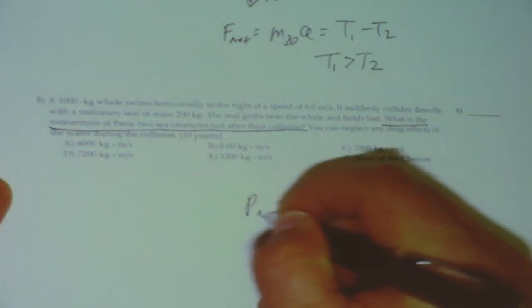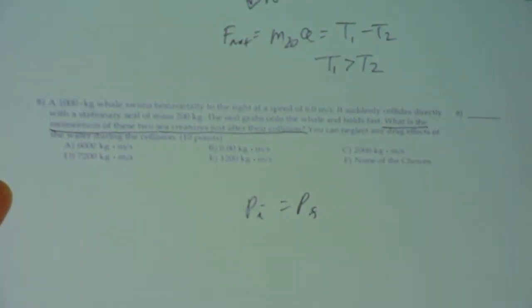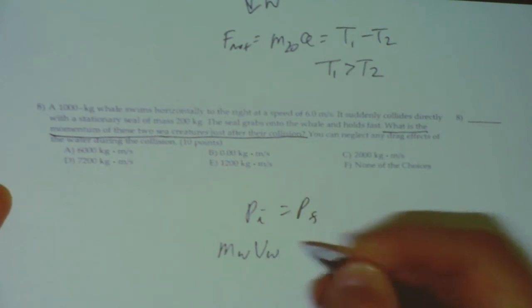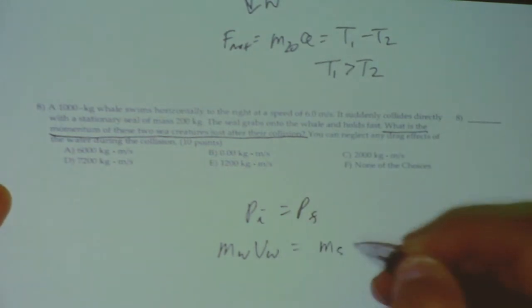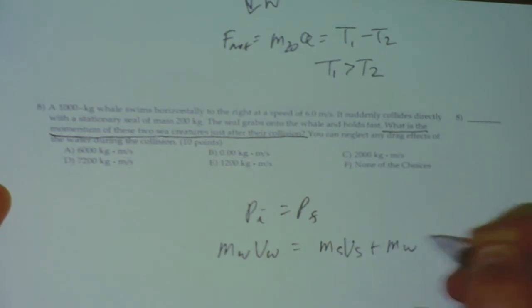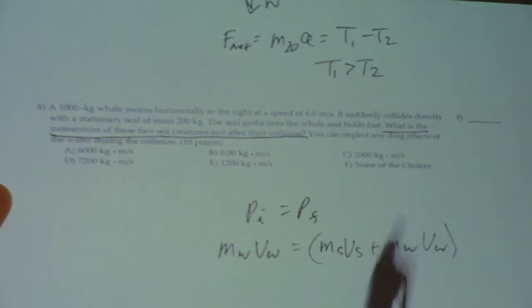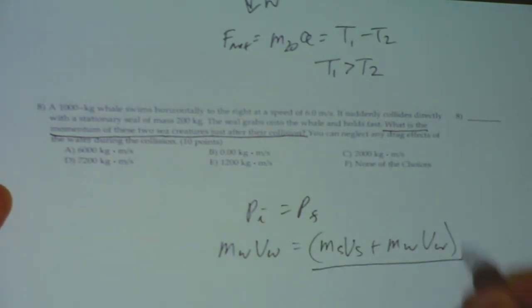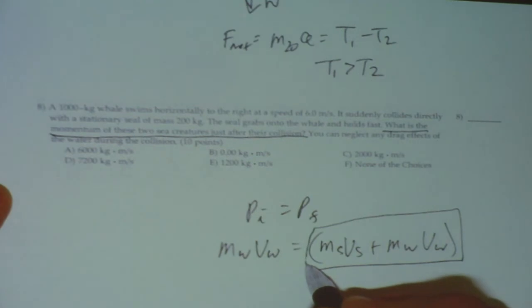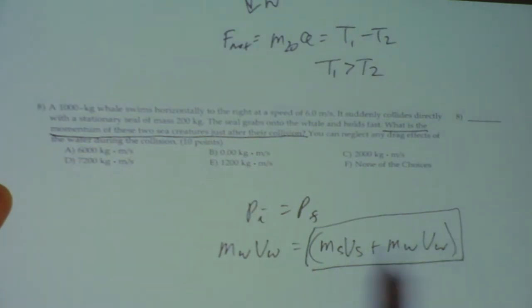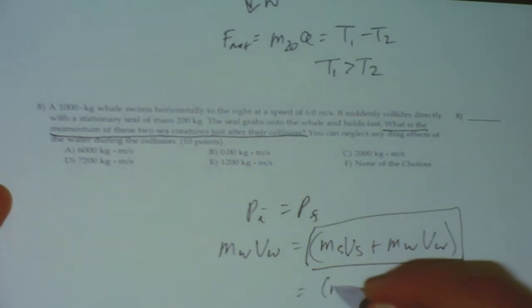So the initial momentum's equal to the final momentum. The initial momentum is just the mass of the whale times the velocity of the whale. And then afterwards, we did have this mass of seal, velocity of seal, mass of whale, velocity of whale. You don't really have to do any of this detailed stuff. This is what the practice test had. And they actually have the same common velocity afterwards because they're stuck together. So if you want, we could write it like this.